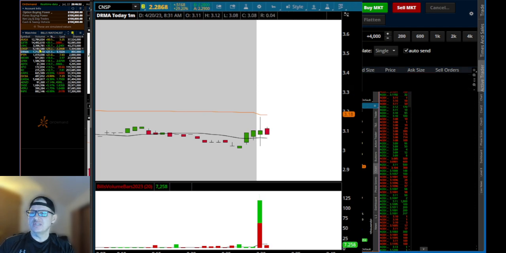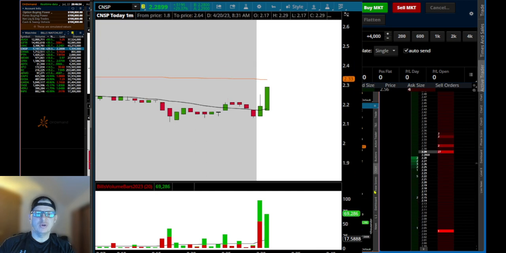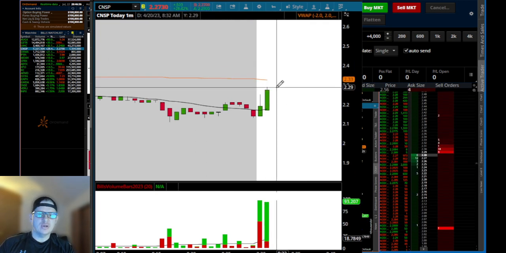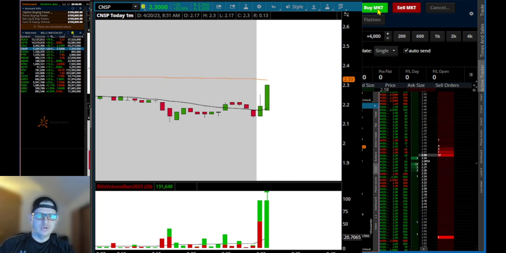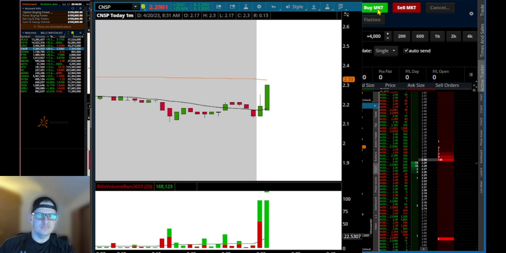So let's jump over to CNSP because we have a pretty good move up here. So this is what I'm talking about. See how it's moved up? Now watch the price action as it moves back down here, right? So we're waiting for that price action to drop because we have a pretty good move up to the VWAP. Again, we don't know if it's going to break through, but I'm anticipating a drop in the price here, and that's where I want to swoop in and grab these shares, okay?